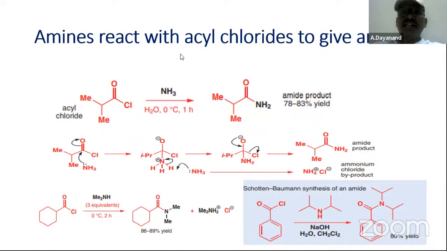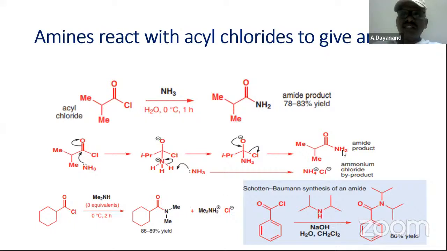Here, amines react with acyl chlorides to give amides. CONH2 is formed. This one again is a nucleophile. As a nucleophile, it attacks this carbonyl carbon, and an oxo anion is formed, which loses this group, and finally the product is formed like this.